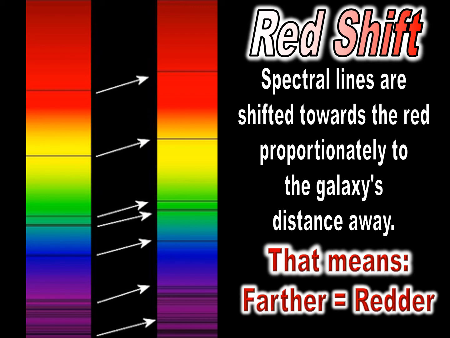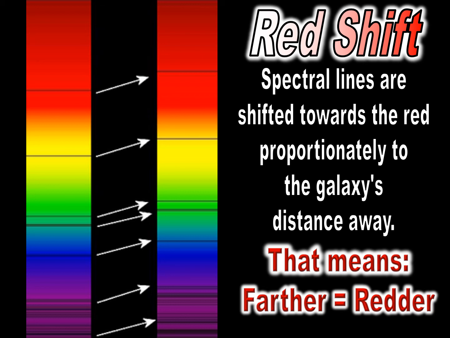Now remember, just because we call it a redshift does not mean that the colors are actually turned red. Notice that the second one down, the yellow wavelength, well, it still kind of remains yellow, maybe a little more orange now, but it's shifted toward the red end of the spectrum. That's what we mean. So the amount that the spectral lines are shifted toward the red is proportionate to the galaxy's distance away. So the farther a galaxy is away from us, the faster it's moving away from us, and the redder its light is shifted.